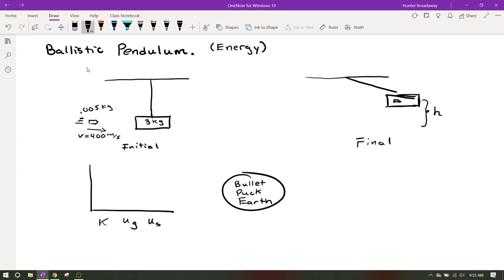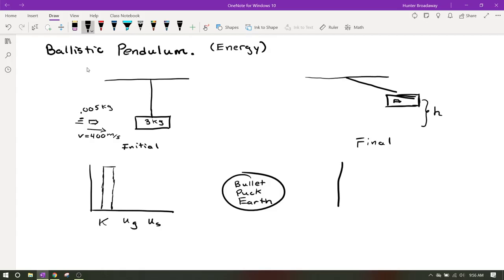So if the bullet, the puck and the Earth are all energy that we have to think about, do we have kinetic energy at the beginning? How much energy should I give it? Right, the bullet is traveling, so it has kinetic energy. Do I give it the same amount halfway through? It's not going to be the same after it hits, because it's going to hit and then slow down, right?